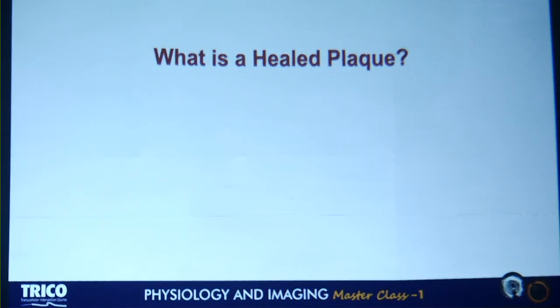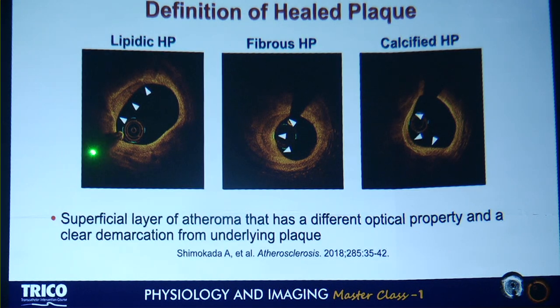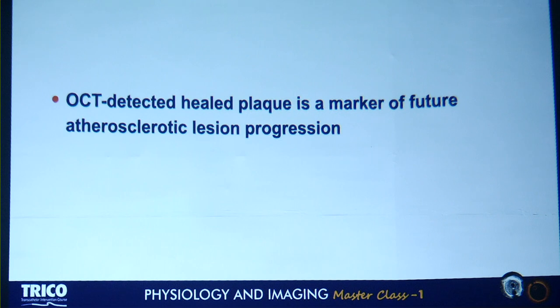Coming to this important aspect of healed plaque, because you can't always identify classically fibrous, or calcific, or lipid, or mixed. There are areas of healed plaque. The concept has been given by Renu Virmani: pathologically silent plaque rupture and subsequent healing, or plaque erosion and thrombosis happening repeatedly and layers getting accumulated one on the other will lead to development of healed plaque. When the background is fully lipidic and you see this area of healed plaque, it is defined as lipidic healed plaque; background periphery fibrosis and the healed plaque is fibrous healed plaque; and calcium in the periphery and the healed plaque is calcific healed plaque. OCT detected healed plaque is a marker of future atherosclerotic lesion progression in the region.